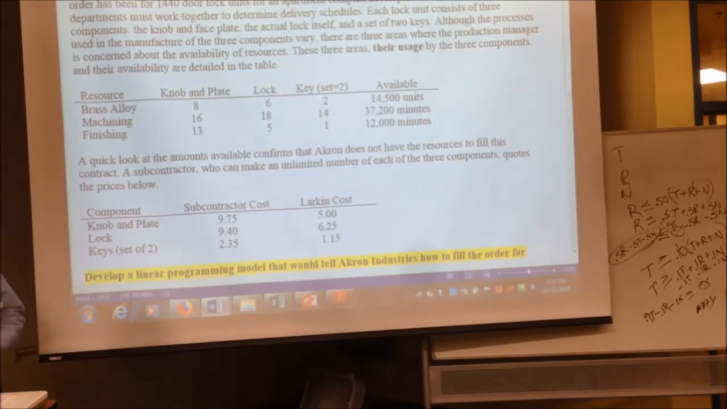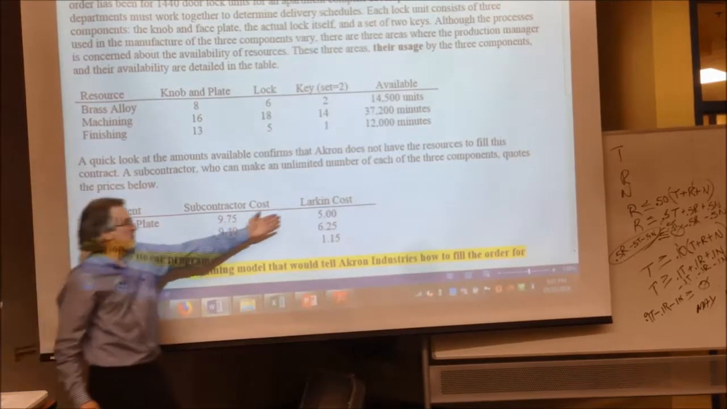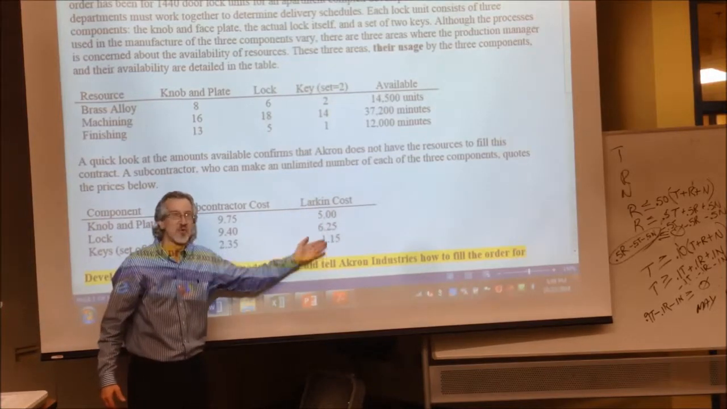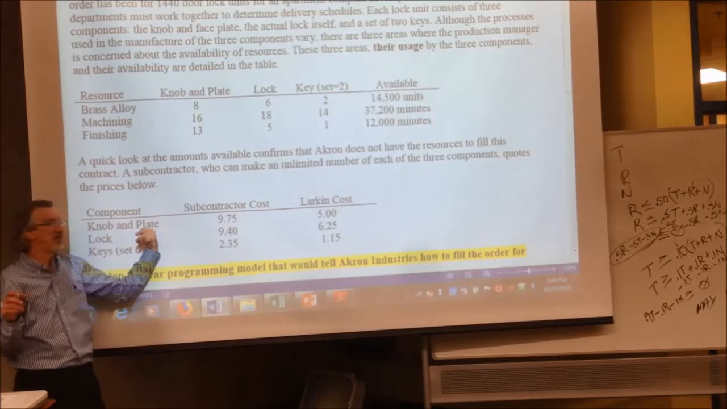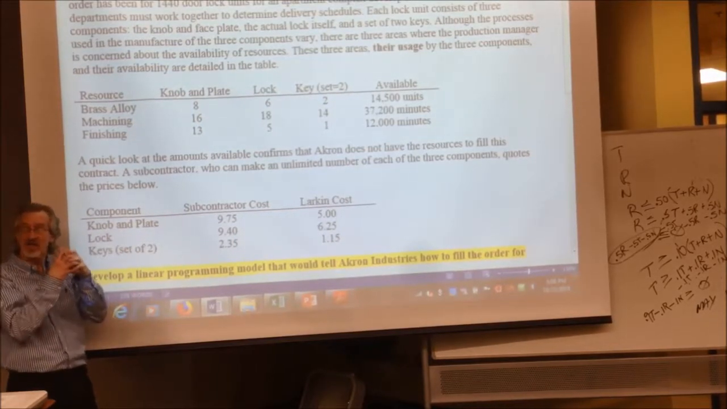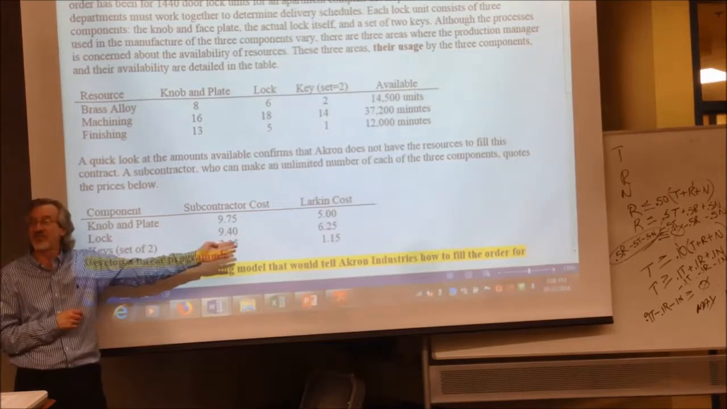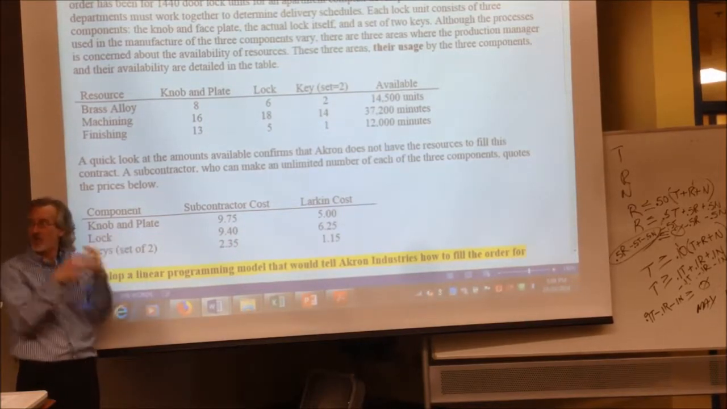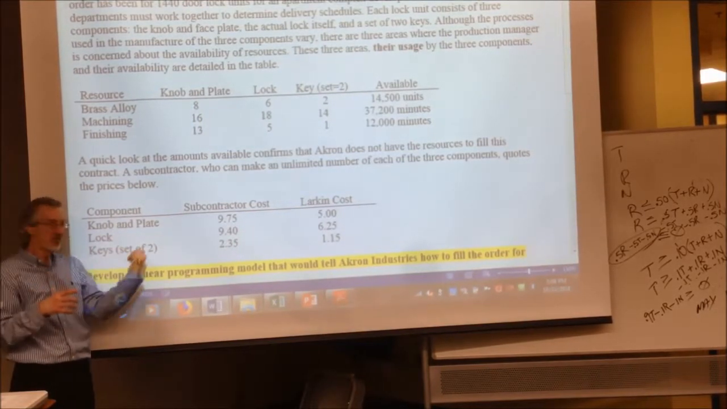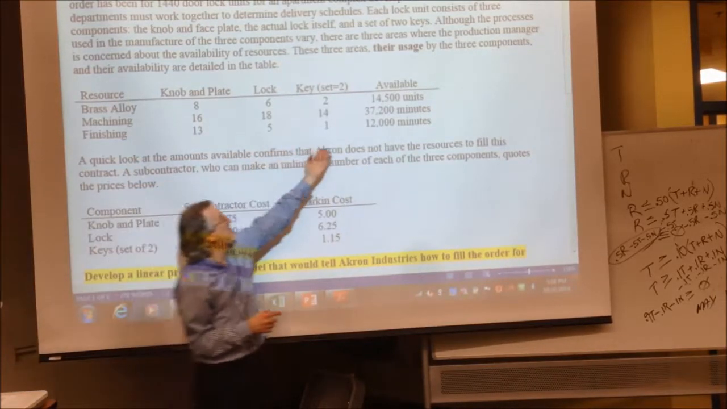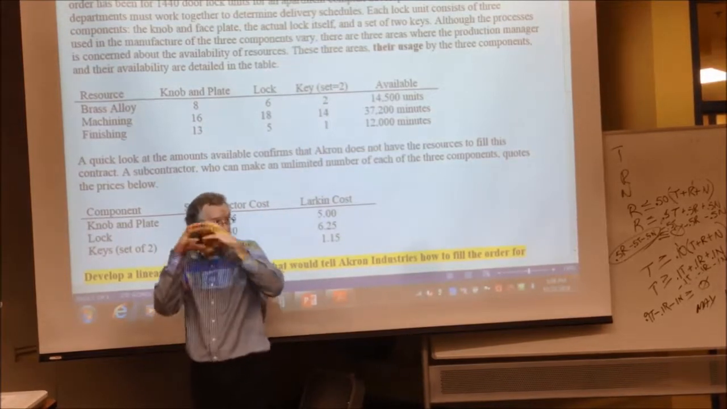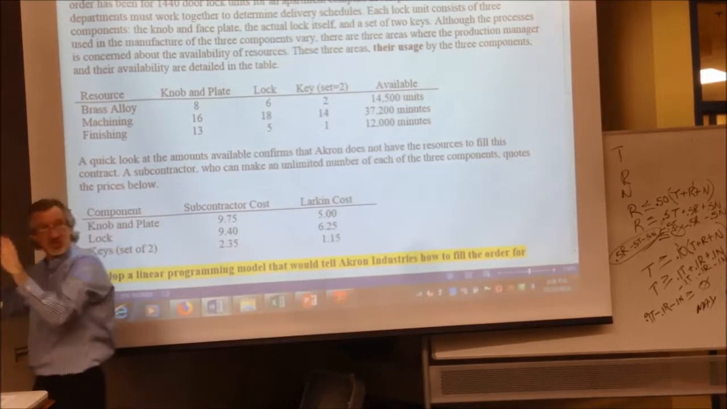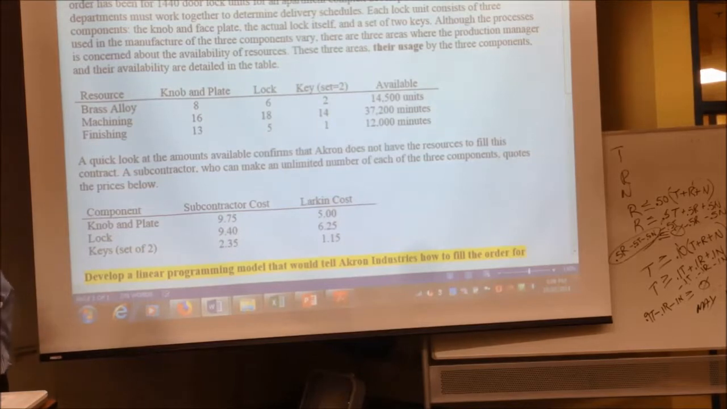Everybody hear that? And here is what it costs you to make each one of these parts if you make as many as you can: $5 for every knob and plate, $6.25 for every lock, and a set of 2 keys, $1.15. Don't break this up, because every one of them needs both keys. So you need a set. And how much is being used of every resource is for both keys together. You don't need to break this up into 2 keys. That's a set. So it's just one variable, not 2 different variables. A set of keys is a variable.